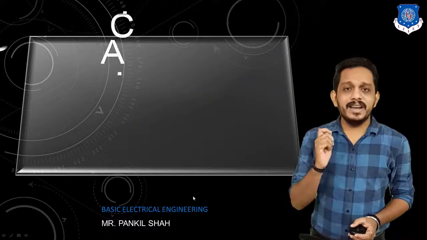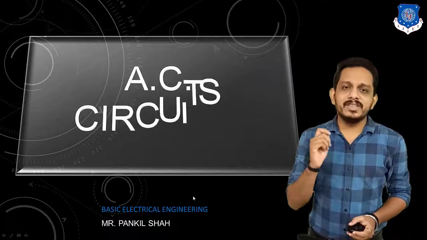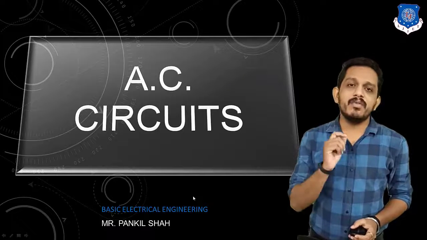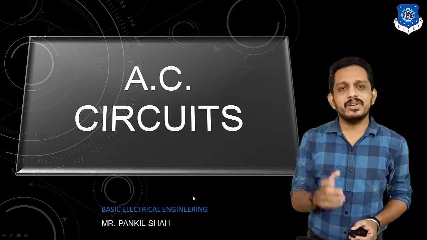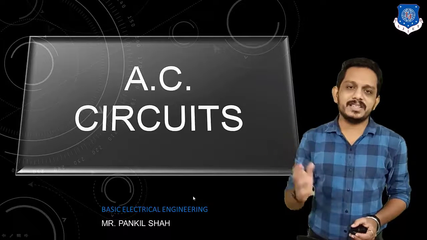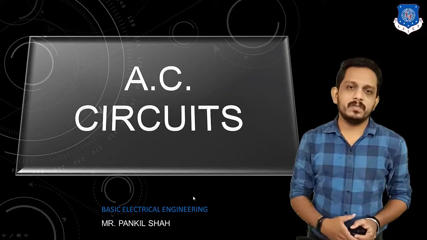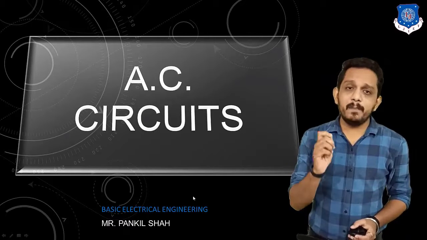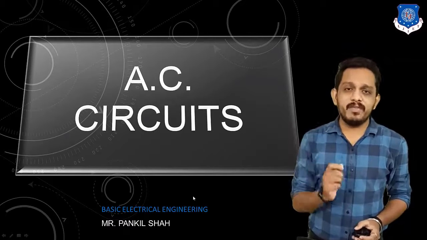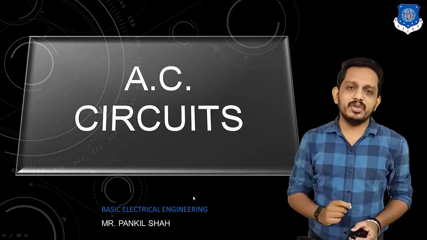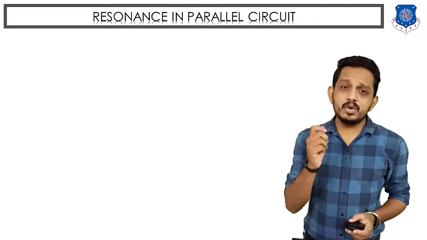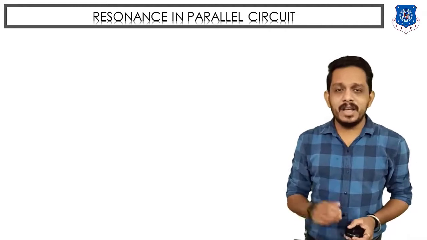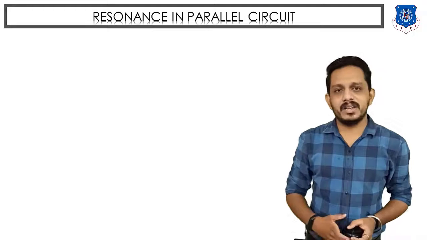So basically in AC circuits we have seen series AC circuits, and in series AC circuit we have seen one condition, that is the resonance condition. So now if we are talking about the parallel circuit, then in parallel circuit also there will be some condition, which is known as the resonance condition. To understand the concept of resonance in parallel circuit, we have to consider one parallel circuit.